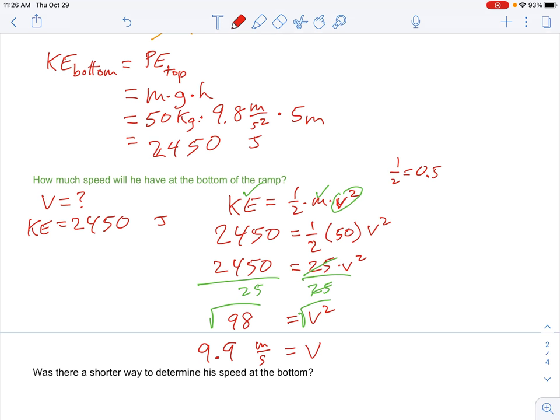Okay, so we have succeeded in calculating a prediction of what his speed would be at the bottom. Now keep in mind, this is his maximum possible speed at the bottom, given how much potential energy he started with. If there's any friction, his speed at the bottom is going to be less, because some of that potential energy will get converted into thermal energy, leaving less available as kinetic energy.